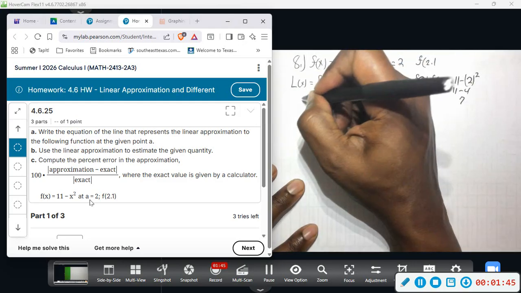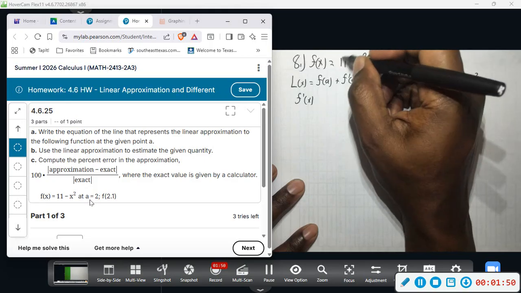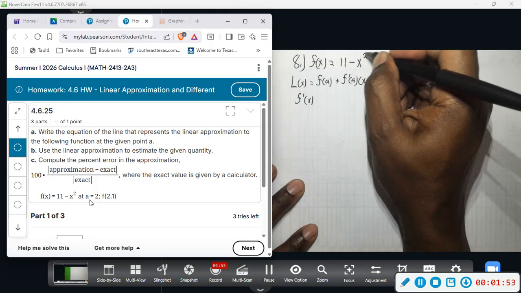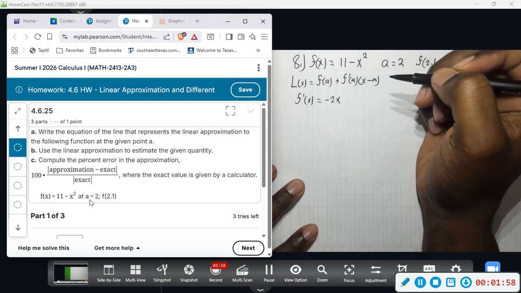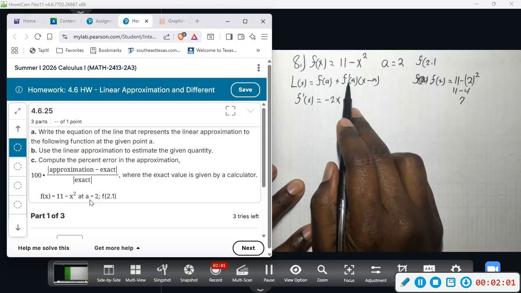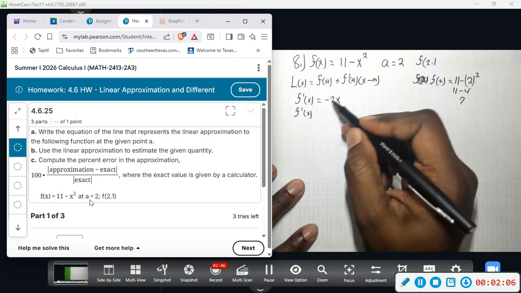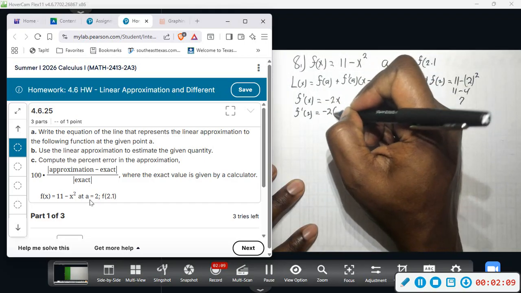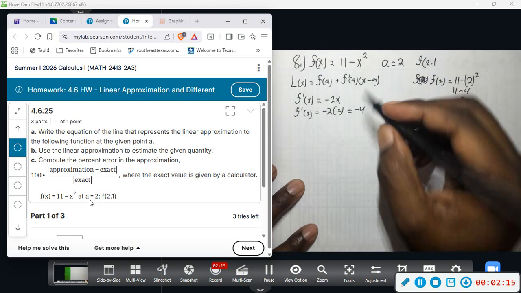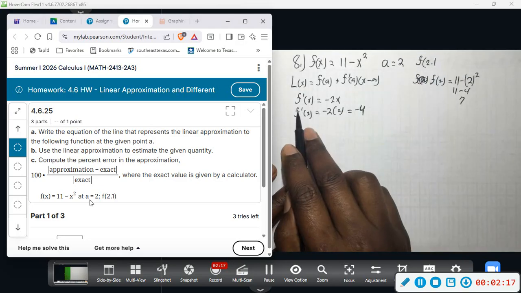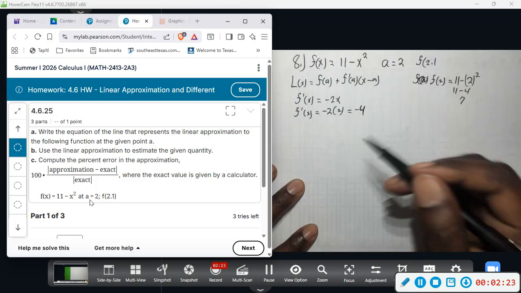Let's find the derivative, f prime of x. Here, we're going to take the derivative of a constant. It's going to be 0. And then we'll do the power rule, so negative 2x. And so here's our derivative. We need f prime of a, so we're going to plug in 2. That will be negative 2 times 2, which gives us negative 4. All right, so we have our f prime of a and we have f of a.